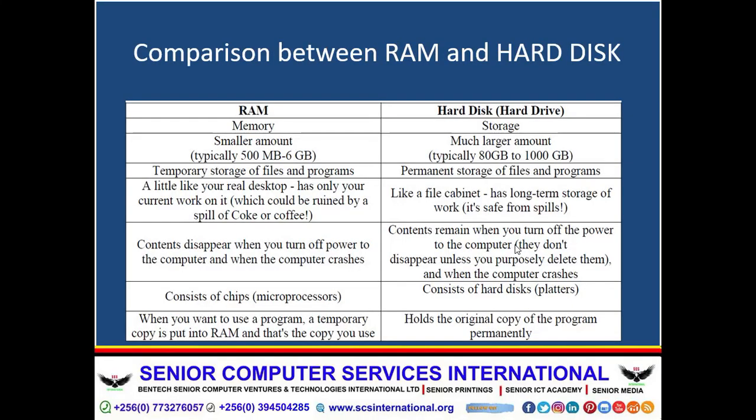Let's compare RAM and hard disk. This can also be a good comparison between RAM and ROM. So RAM is memory. A disk is storage. You are trying just to make a comparison. RAM stores a small amount of data, typically 500 megabytes to 6 GB, and sometimes now it's modified up to 32 GB and other sizes.